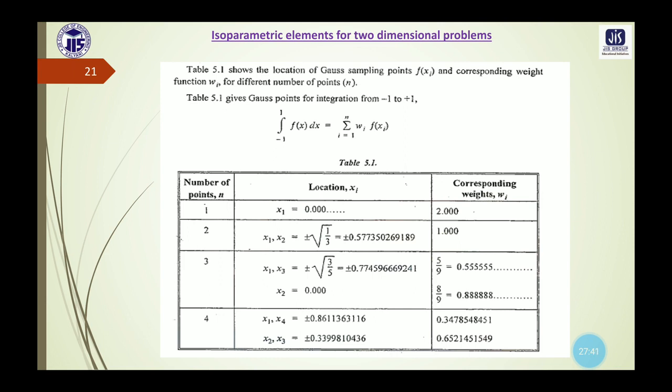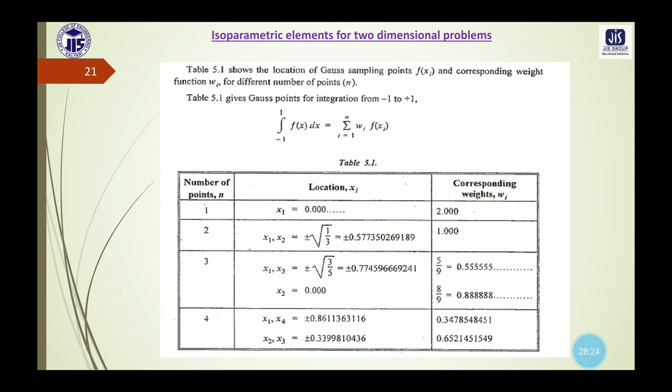Now in this table 5.1 we can see that the number of points, that is n, is given as 1, 2, 3 and 4. In the location x_i, if the number of points is 1, then x1 is 0.0, and the corresponding weight w_i is equal to 2. Next, when the number of points n is 2, then the locations x1 and x2 are plus minus root of 1/3, that is plus minus 0.577, and the corresponding weight is 1.